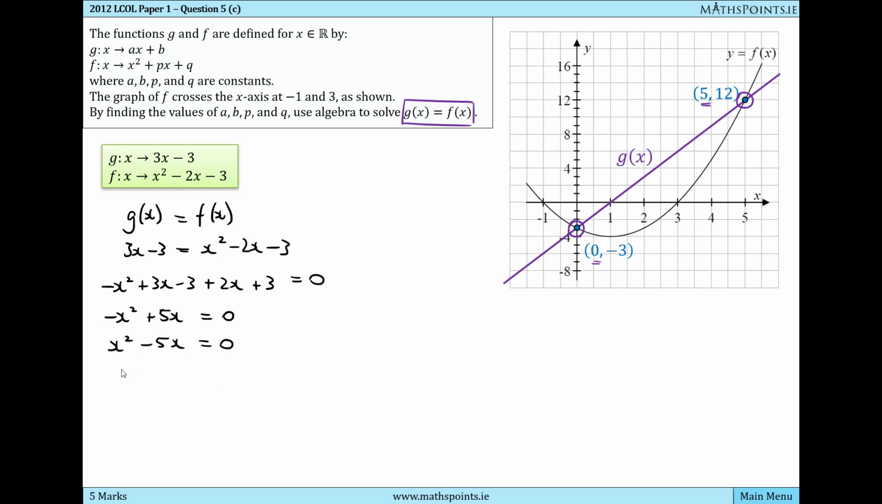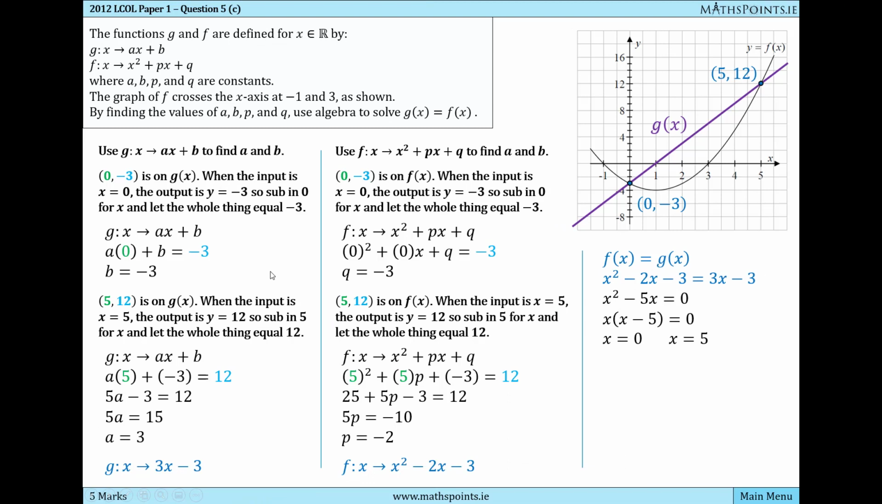We'll factorize using a common factor of x. So x times (x minus 5) is equal to 0. So we have x equals 0, or x minus 5 equals 0. If x minus 5 equals 0, adding 5 to both sides, we get x is equal to 5. So we've shown that the x values where g of x equals f of x are 0 and 5, as we showed in part B of the question using the graph.